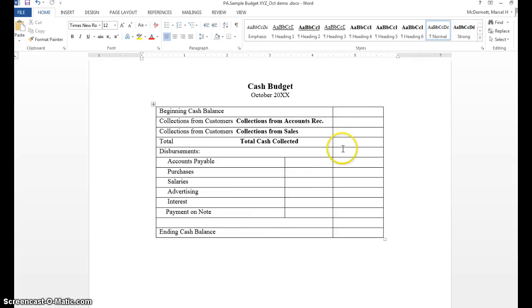If you take all of your increases, your cash collected, minus your cash outflows, you should get an ending cash balance, which you're going to use on your balance sheet. Okay?